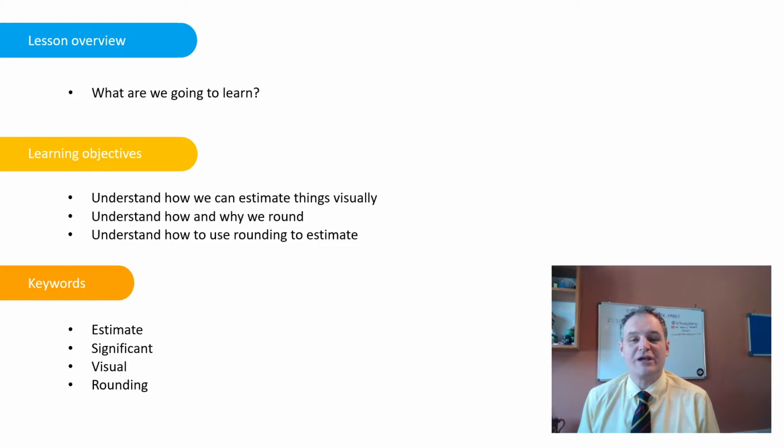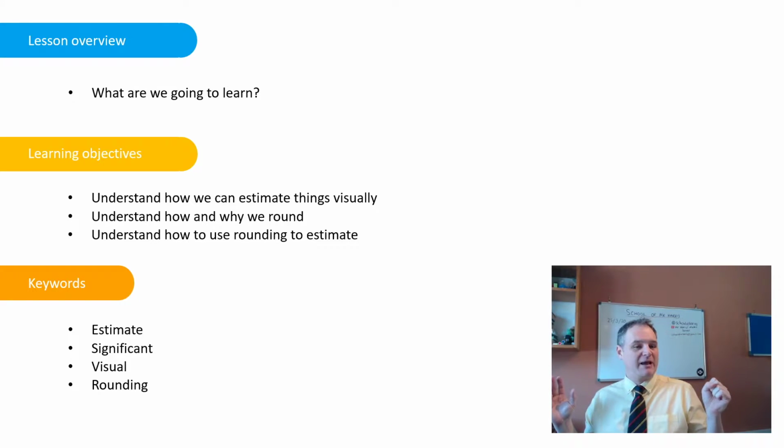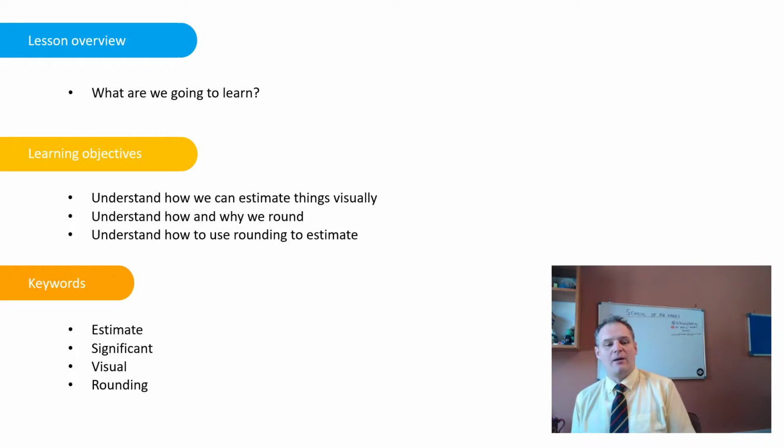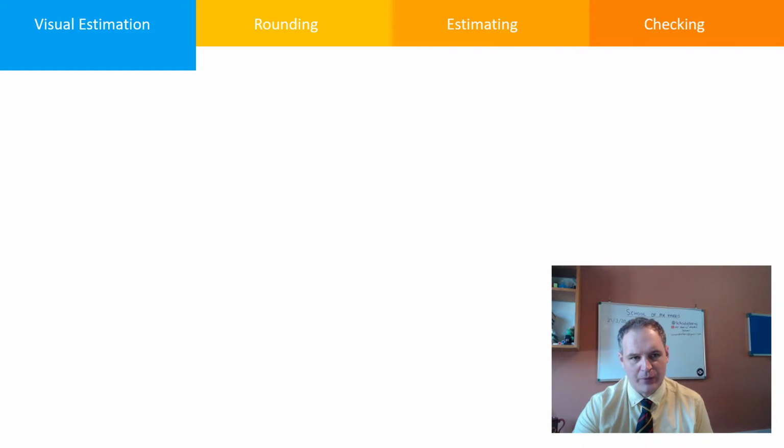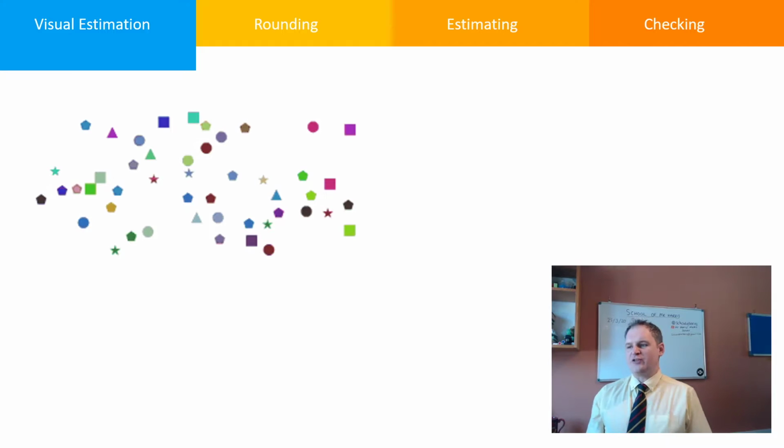This is all the work for year 7 to 11. Maybe some year 5s and 6s will be here with us. Hopefully you'll keep up. What we're going to learn today is a little bit about estimating. We're going to learn a little bit about rounding. We're going to learn a little bit about why we estimate things and how we can use it to do things visually.